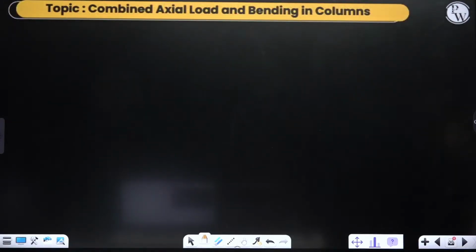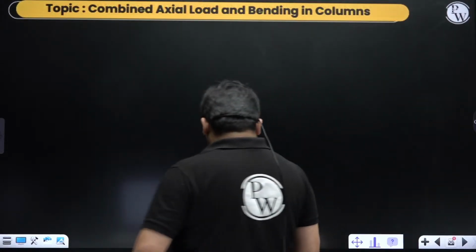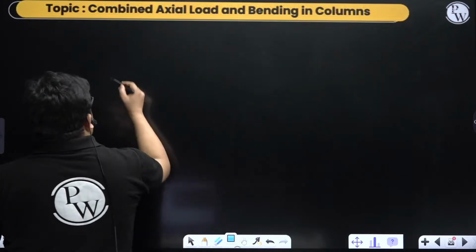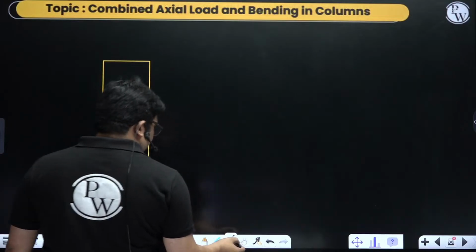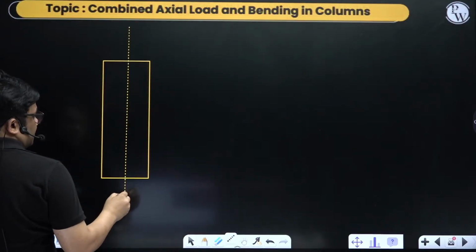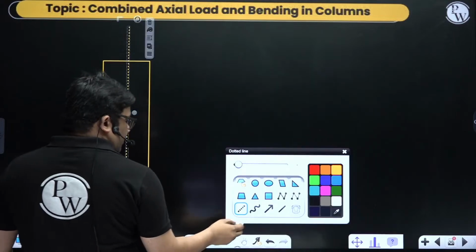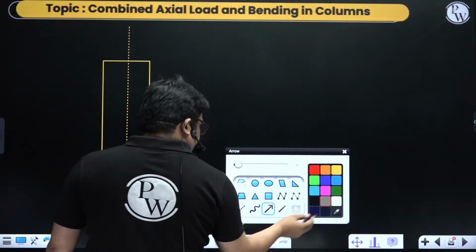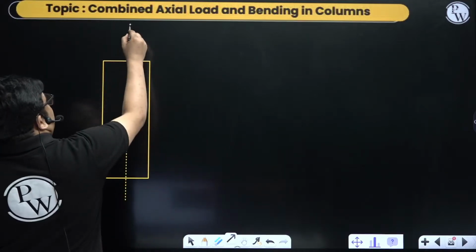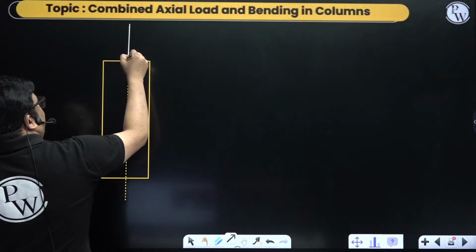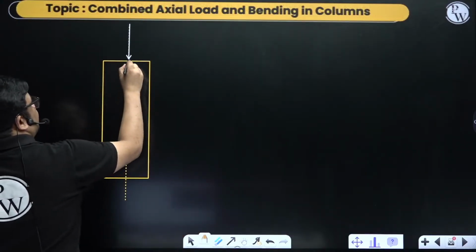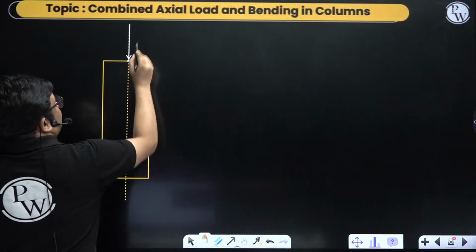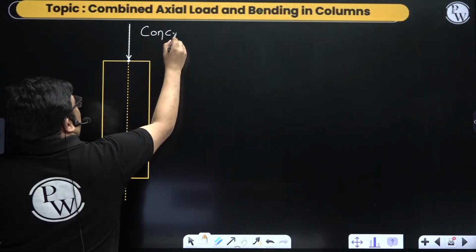Next, the topic is combined axial load and bending in columns. What is this? Very easy. Suppose this is a column, and I am applying a load such that the load is applied at the centroid. It is passing through the longitudinal axis. It's an axial load. This is known as concentric load.